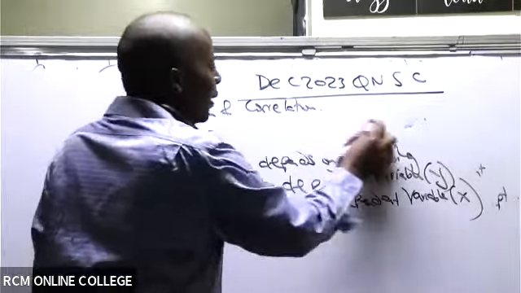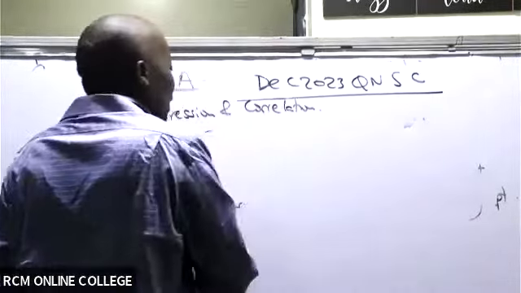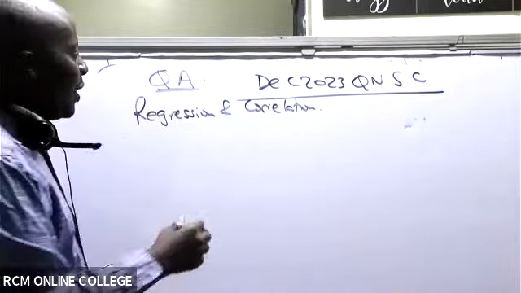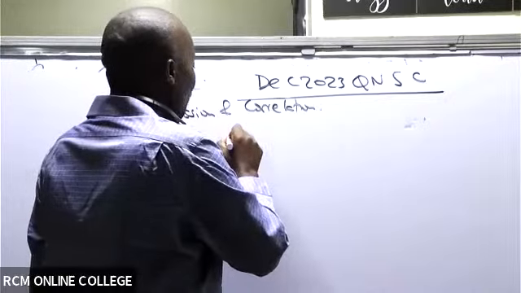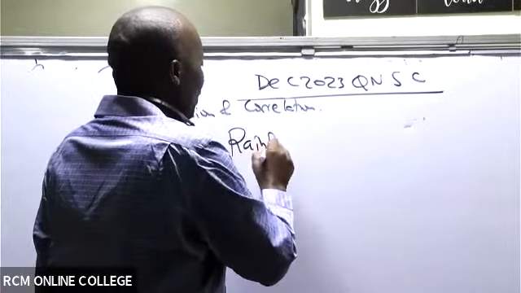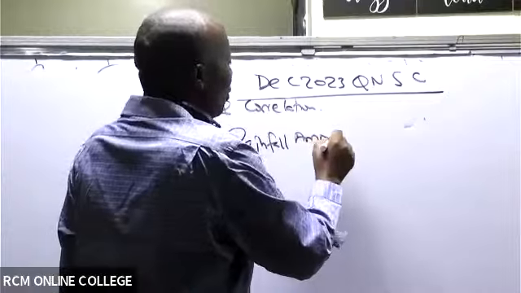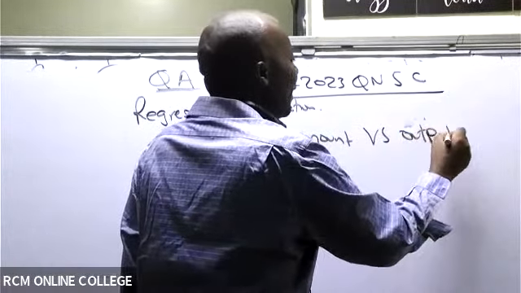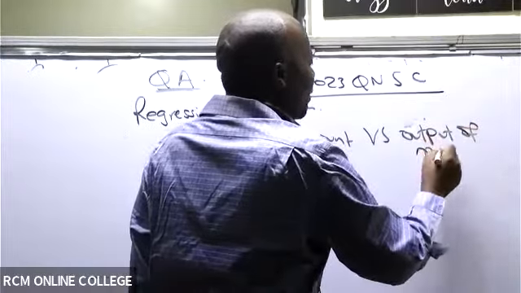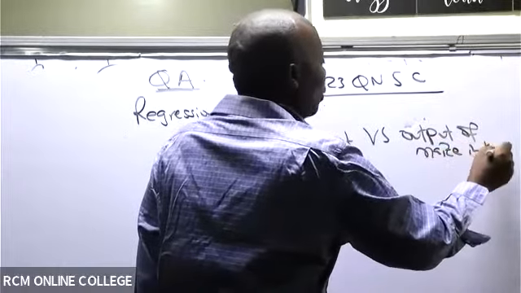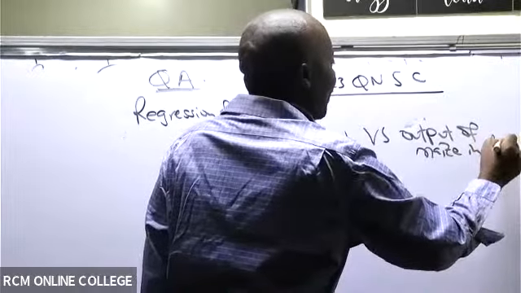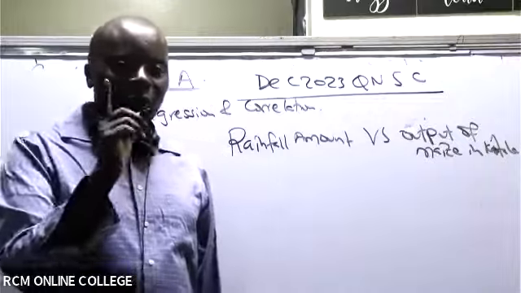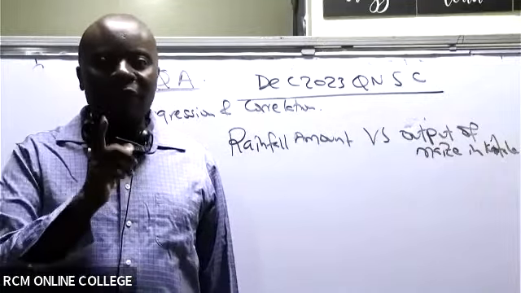How about this one? This one, I'm 100% sure you will be able to get right. For example, you are given rainfall amount versus output of maize in Kitale. In this case, I think rainfall amount should be Y.